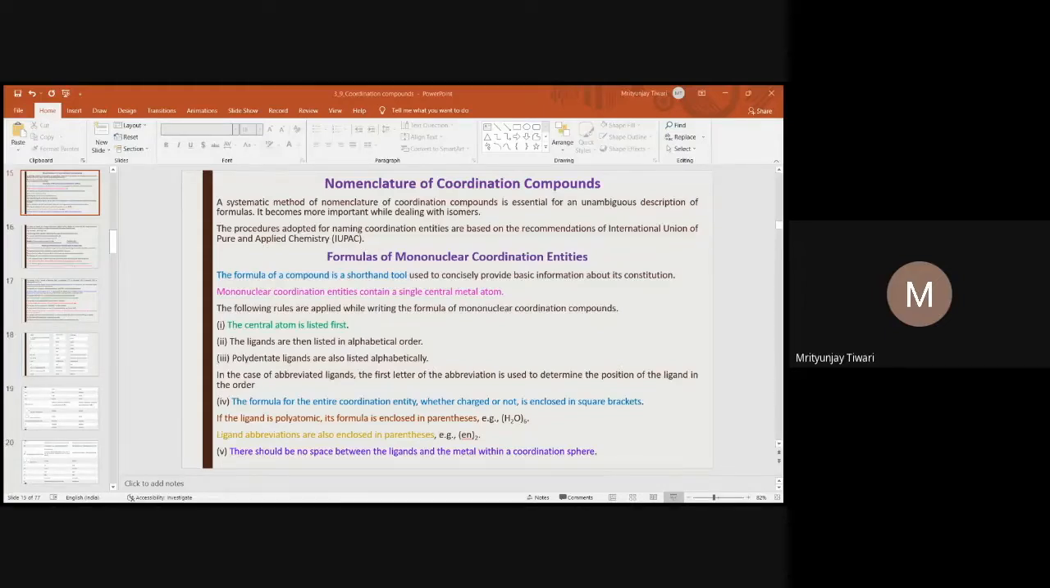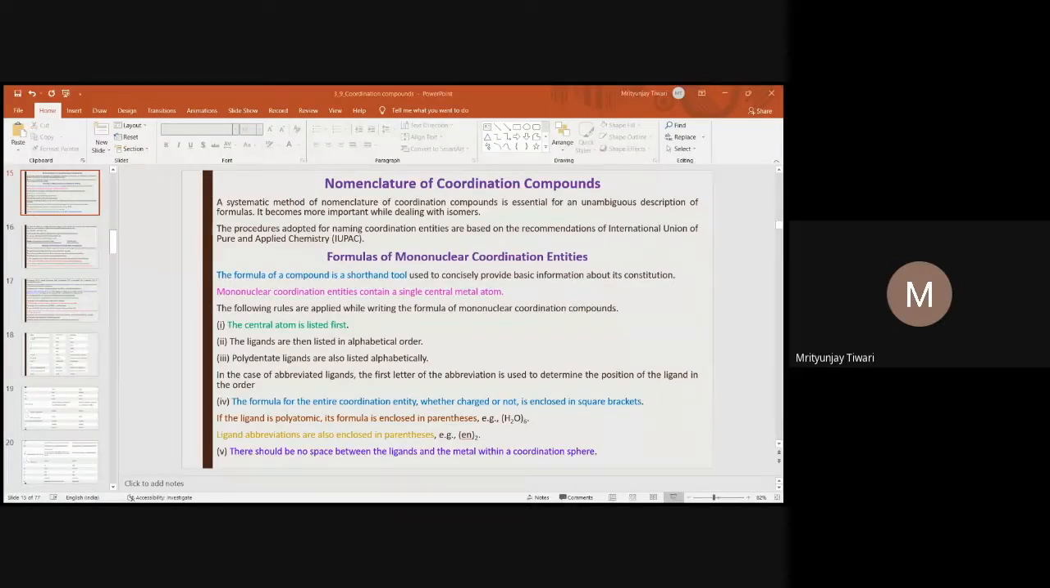The formula for the entire coordination entity, whether charged or not, is enclosed in a square bracket. So once you have started the square bracket, within it goes the central metal, and then all the ligands, the symbols of the ligands in alphabetical order. And once you finish this, you have to close that square bracket. So you start with the metal, then the ligands, and then you close the square bracket.